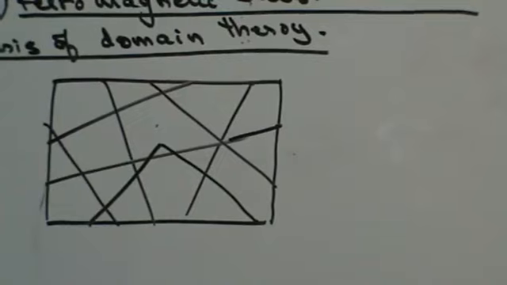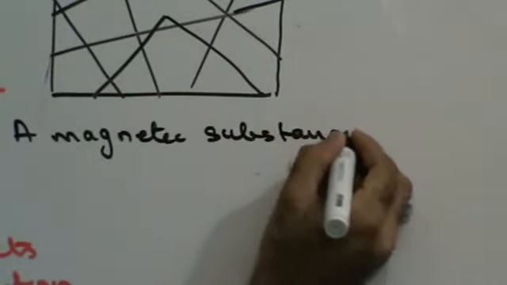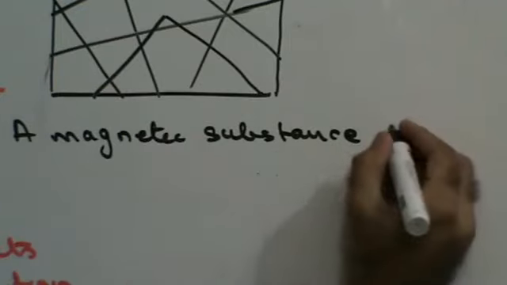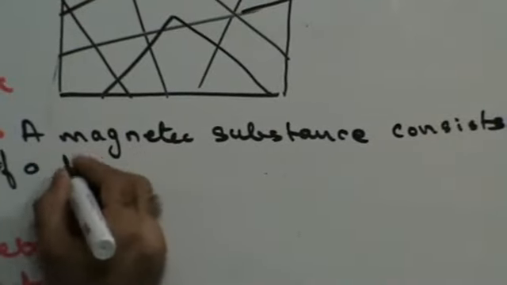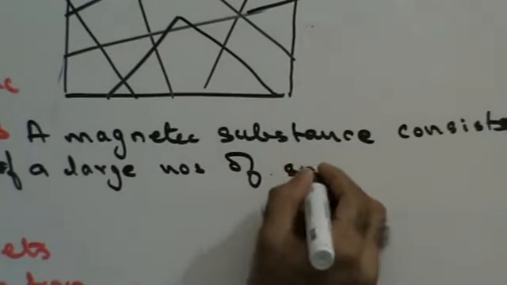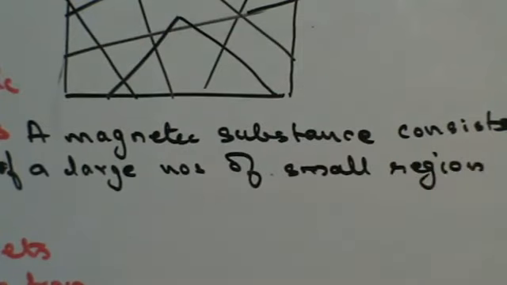A magnetic substance consists of a large number of small regions called domains.